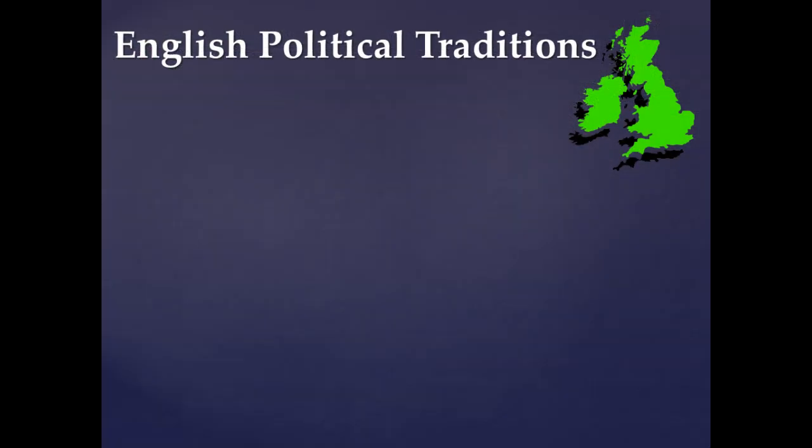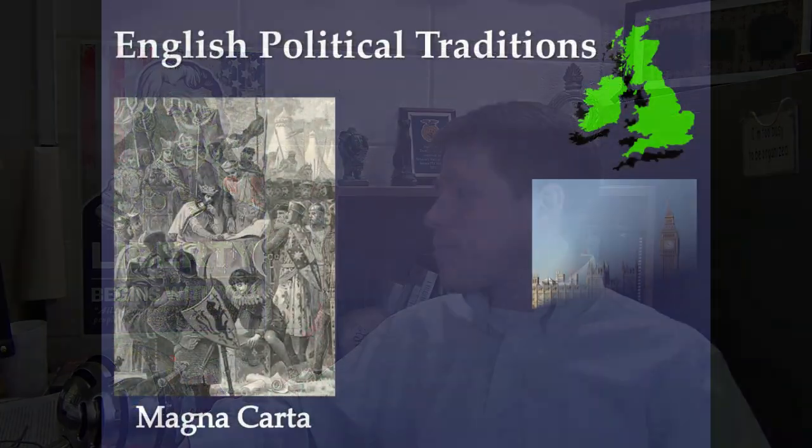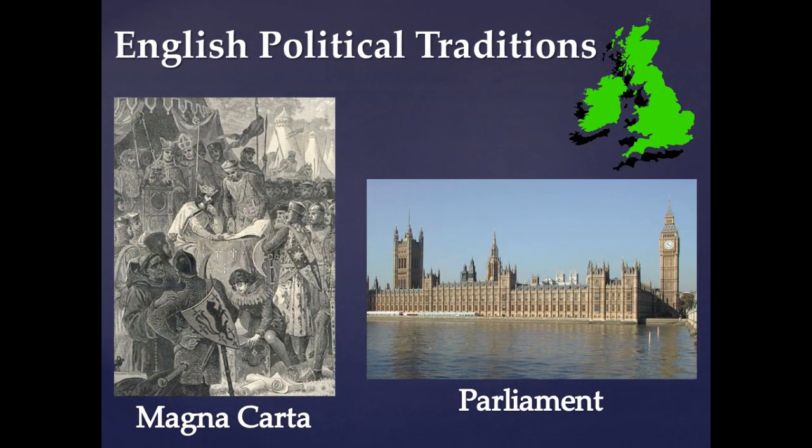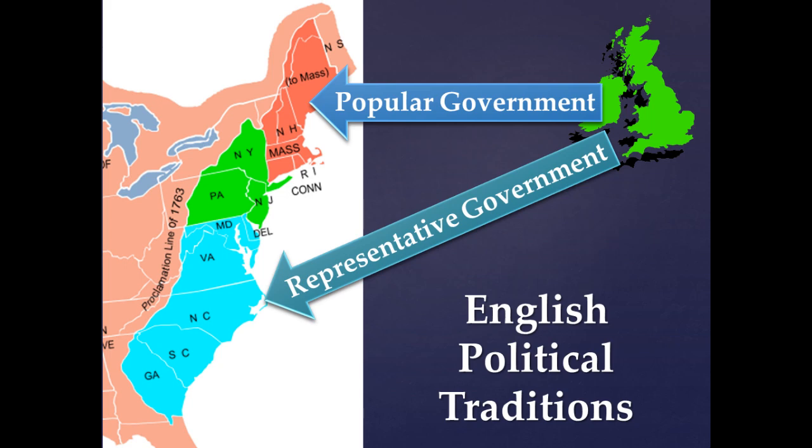And the settlers brought English political traditions with them, such as the Magna Carta, which was signed by King John in 1215 and guaranteed that in order to tax, he would get the consent of the nobles and the clergy, that the king cannot govern alone. The king's not an absolute ruler, that government ultimately derives from the people. The colonists also brought traditions of representative government as embodied in the British Parliament. And so we have these two traditions of popular government and representative government that are going to the colonies.